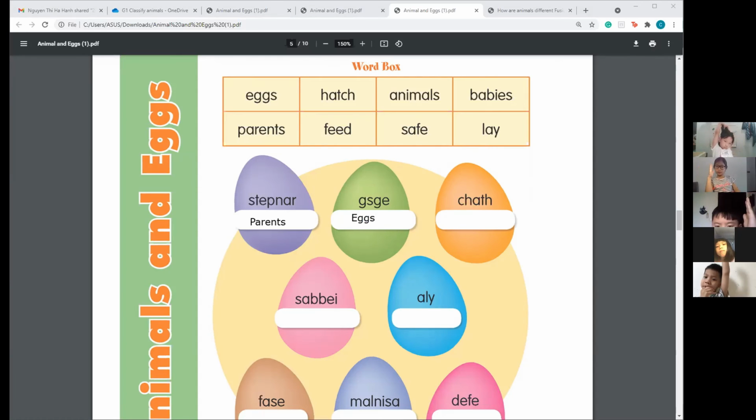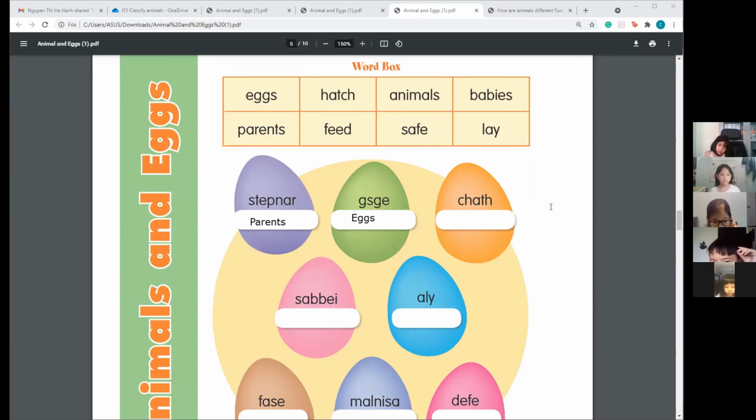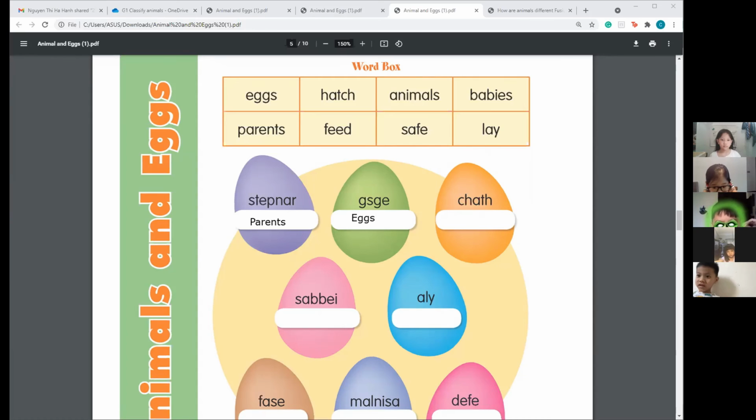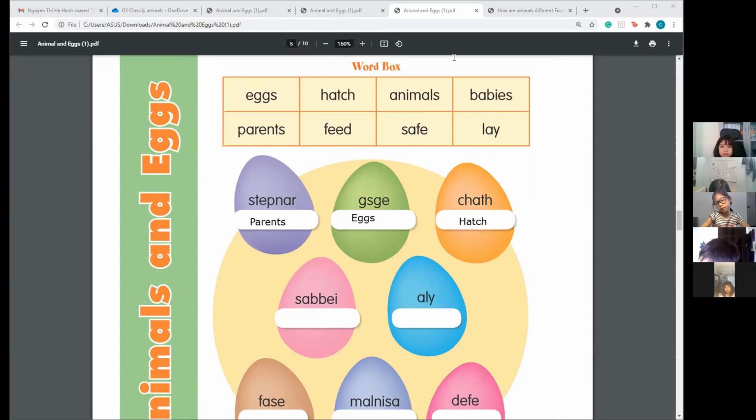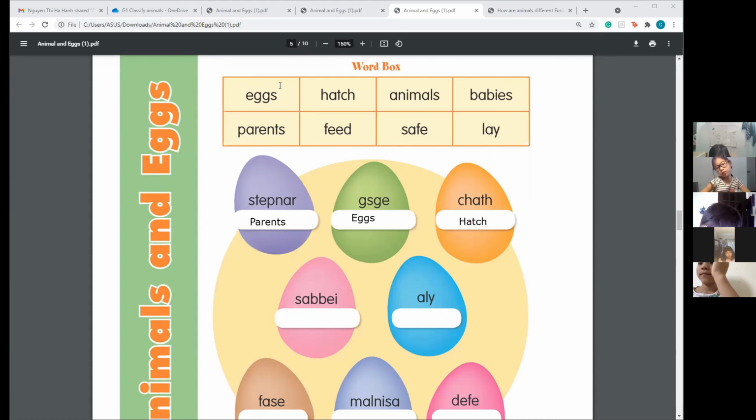What is this last word? The orange egg. Moiha? Hatch. Okay. We have hatch. Yeah, Tron, Ruby? Babies. Okay. That looks correct to me. Let me type it in. Babies. There we go.